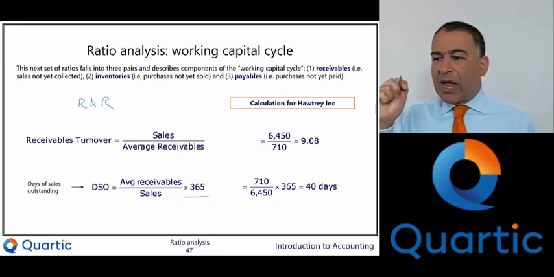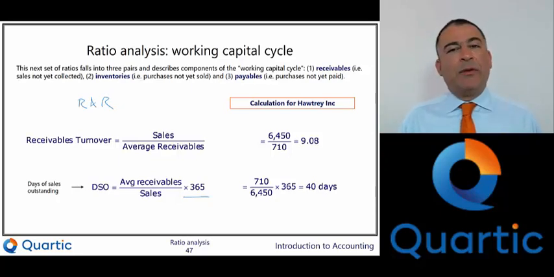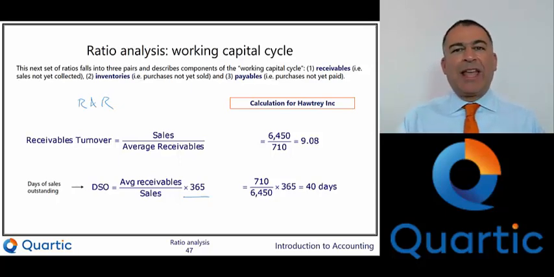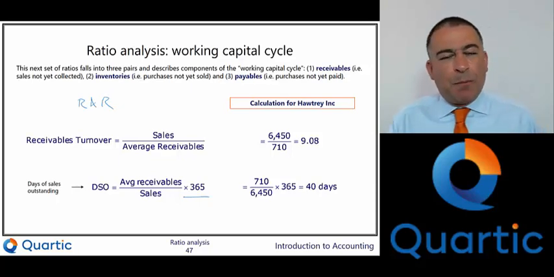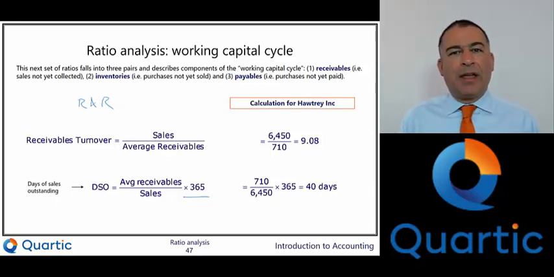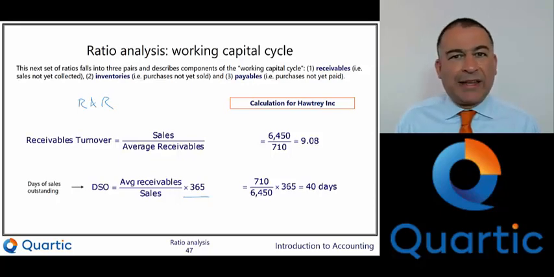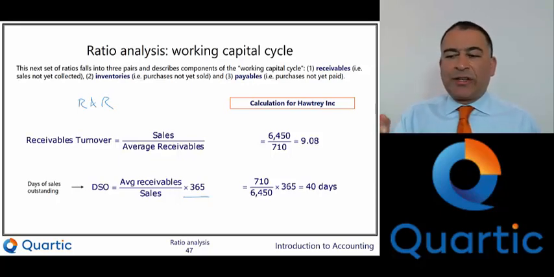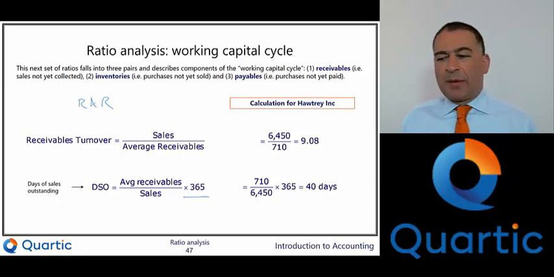Now let's put this into context with Hawtree. Your revenues are 6,450, your receivables are 710. You can see we have a turnover of 9. That means, roughly speaking, 9 times a year you're managing to collect in all your receivables. That also means that your receivables represent 1/9 of the year. Now, if you've got 365 days, 1/9 of that is around 40 days. And you can see that 710 divided by 6,450 times 365 gives us that 40 days.